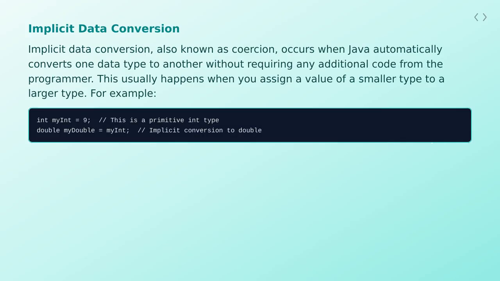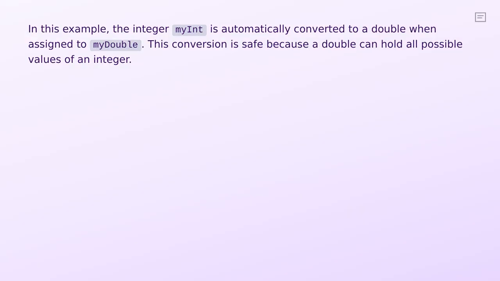Implicit data conversion, also known as coercion, occurs when Java automatically converts one data type to another without requiring any additional code from the programmer. This usually happens when you assign a value of a smaller type to a larger type. For example, I'll let you read the examples on screen rather than reading every line aloud. In this example, the integer myint is automatically converted to a double when assigned to myDouble. This conversion is safe because a double can hold all possible values of an integer.